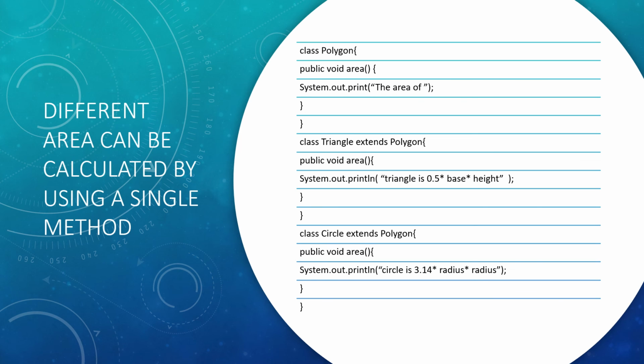So, now we'll be talking about the example of polymorphism. Here we have a class polygon from which class triangle and class circle is inherited. Class polygon has a method area and the same method is used by both classes, which is triangle and circle. So the same method acts differently in different classes. So that is called polymorphism.